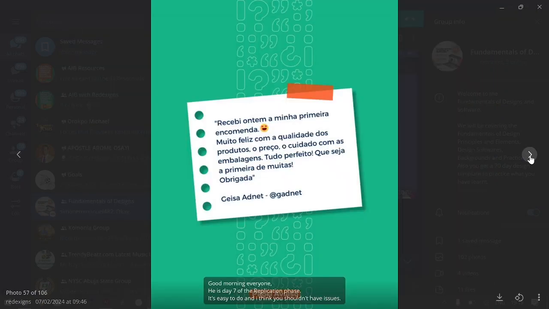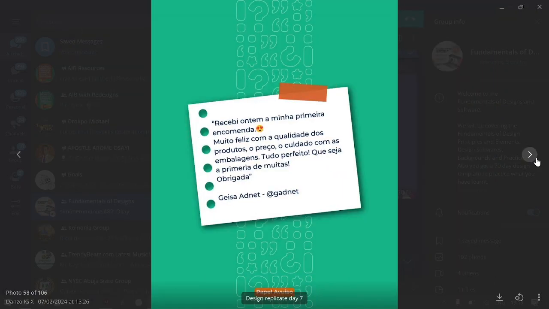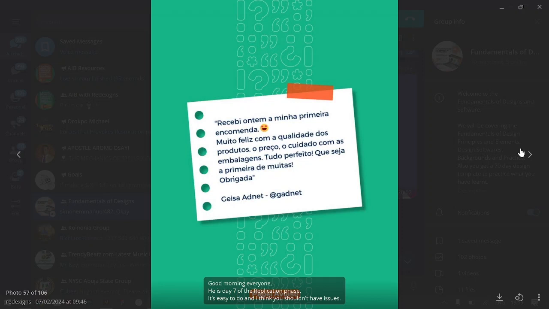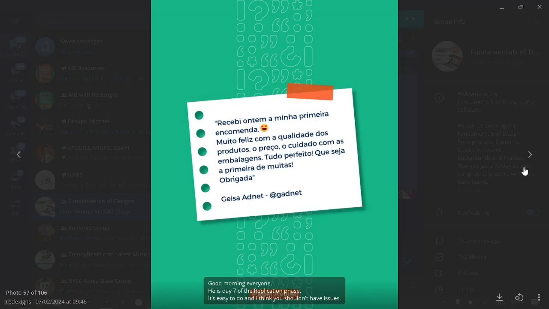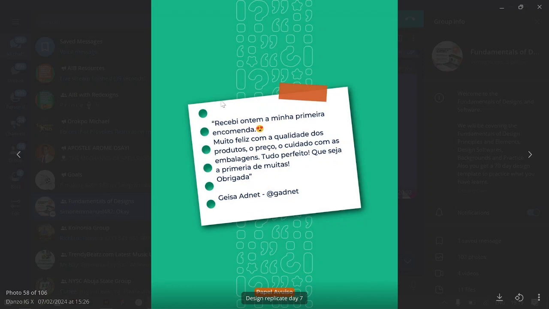Then we have, this is what I gave. Then this is Danzo's replication. It's nicely done. The differences are not much at all. Nice execution.